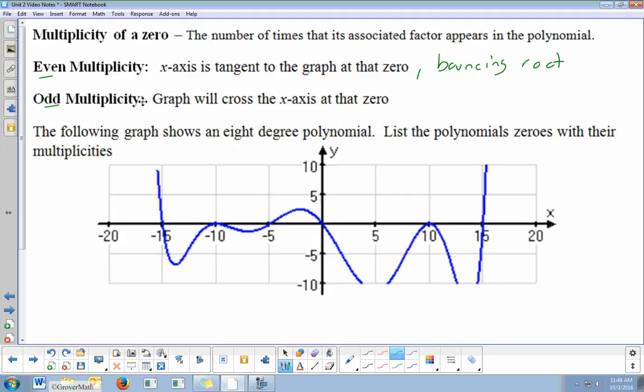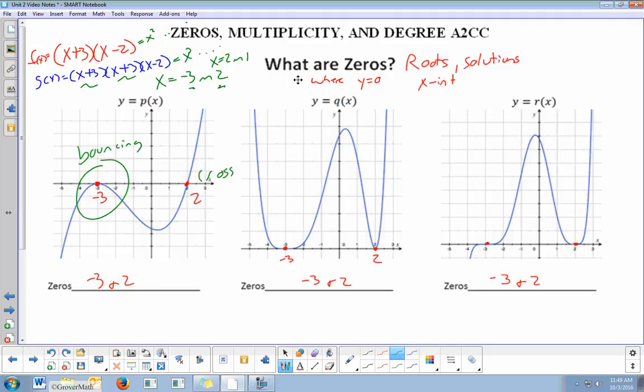Now if you have odd multiplicity, it's going to cross the axis at that zero. So if you have 6 factors of one thing, like if we were to create a different function here, let me just use some space wherever I can find some space. Like if we had f of x equals x minus 5 to the 6th, we would end up with a root of x equals 5. It would have a multiplicity of 6 because it came from 6 factors, and all we would see is the graph would be bouncing at x equals 5. It would not be crossing.